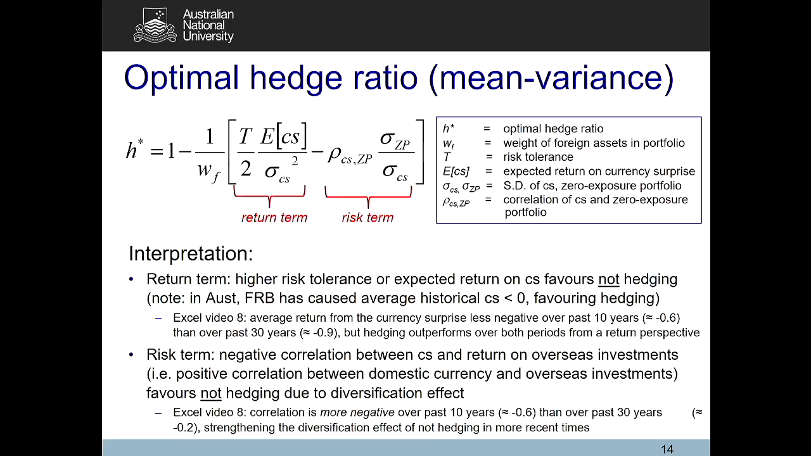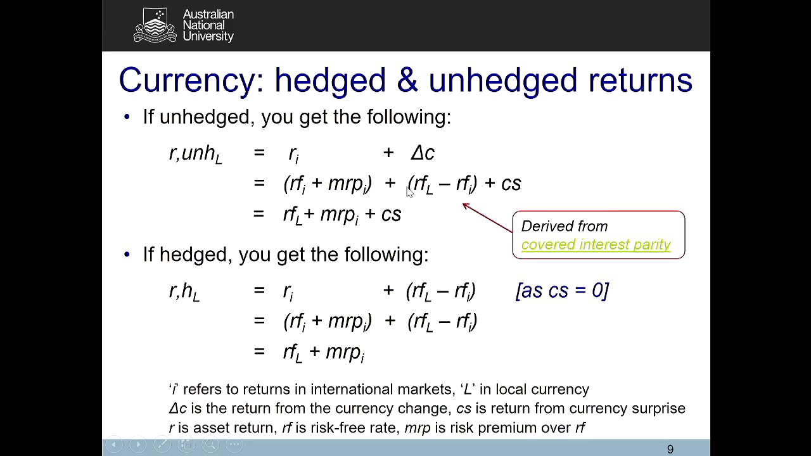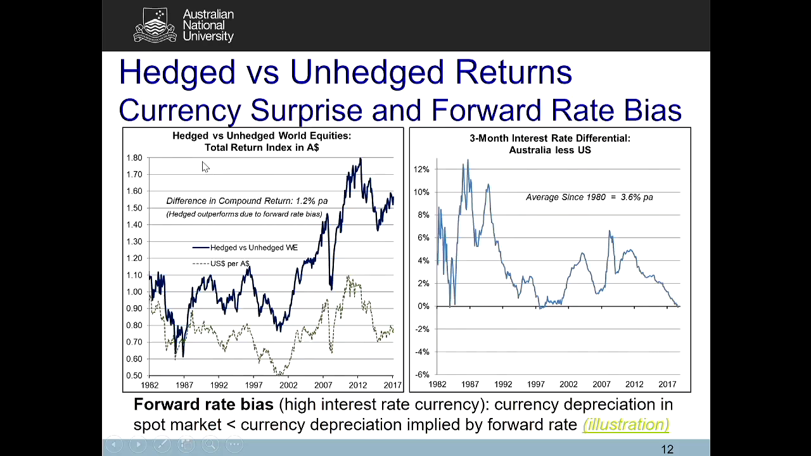So the return due to the forward rate bias, the negative return from being unhedged, or the return from the currency surprise, it's negative, but it has been moving towards zero. But even over the last 10 years, from a return perspective, you are better off hedged, because this currency surprise term, this bit is negative, reducing the return to being unhedged.